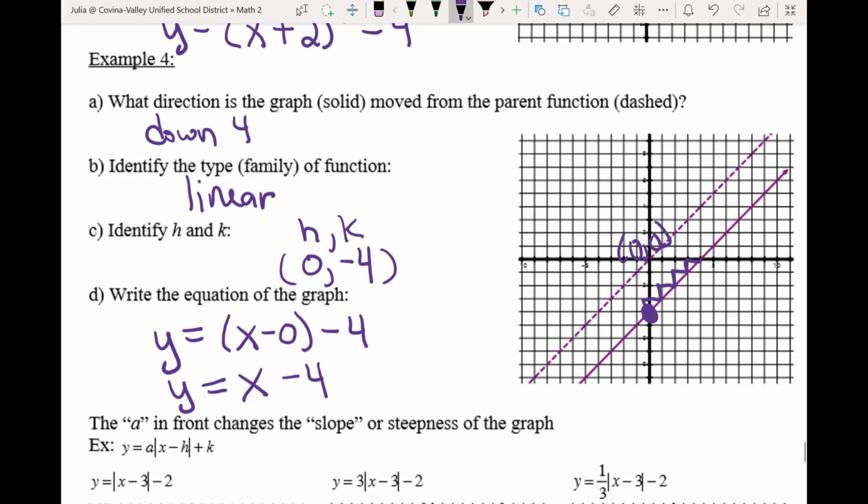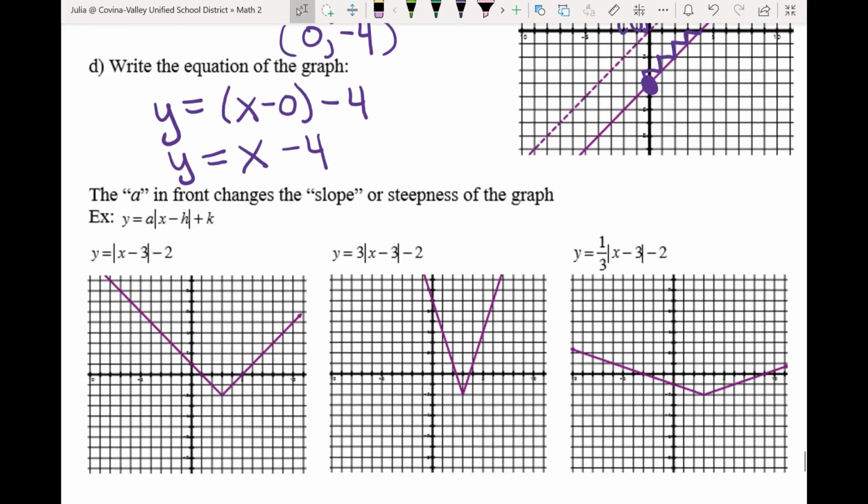Now there's nothing to do on the bottom except for you to just notice that if the number in front, if a changed, these are the ways it could change it. If there's a 1 in front, it would just be a straightforward absolute value. But if there's a number in front that's bigger than 1, your v gets taller and skinnier. If you have a fraction in front of the absolute value as your a, your v gets shorter and fatter.